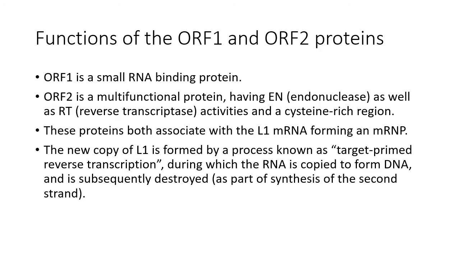So the ORF1 is a small RNA binding protein. ORF2 is a multifunctional protein which has an endonuclease, which is needed to create a cut site where the new reverse transcription will happen. Then we have the reverse transcriptase, which will actually take the RNA and make a DNA copy of it. And then there's a cysteine-rich region. So they both are there forming the mRNP, and then they will undergo target prime reverse transcription, where the RNA is copied to form the DNA.